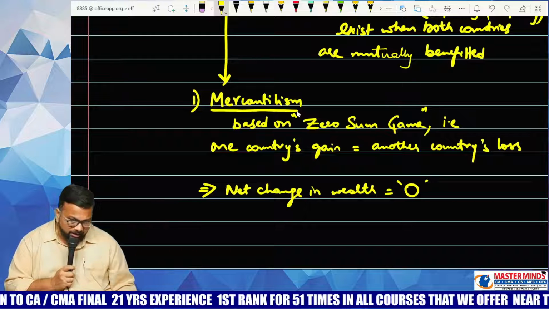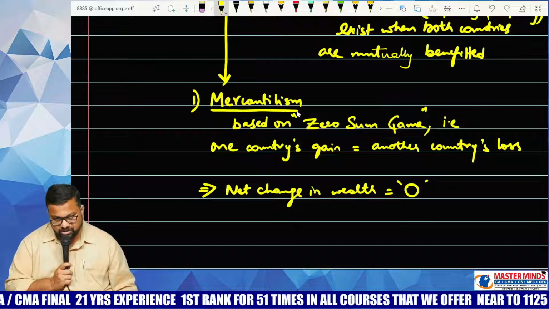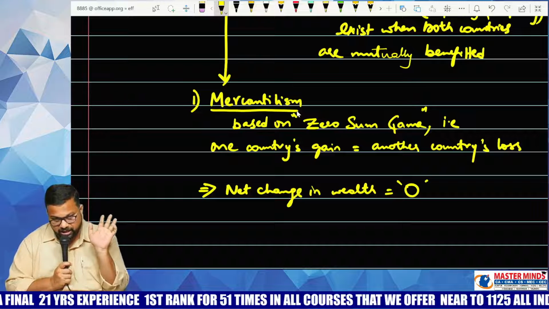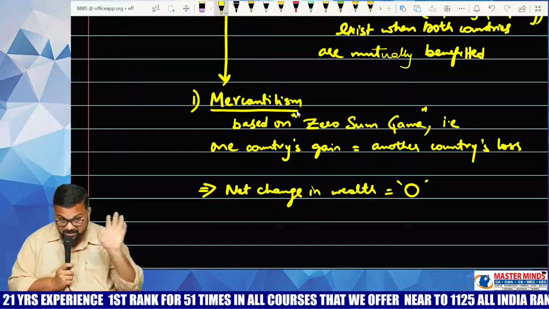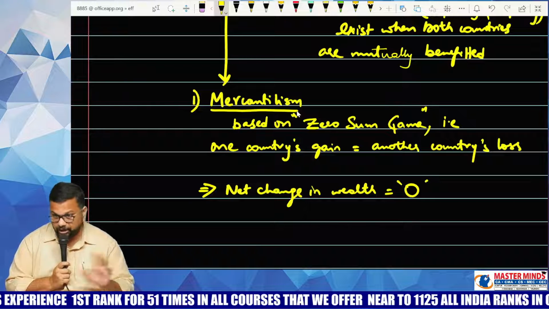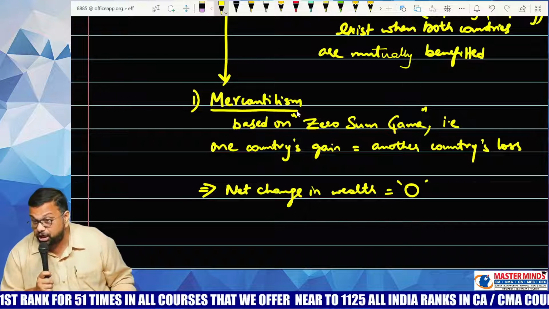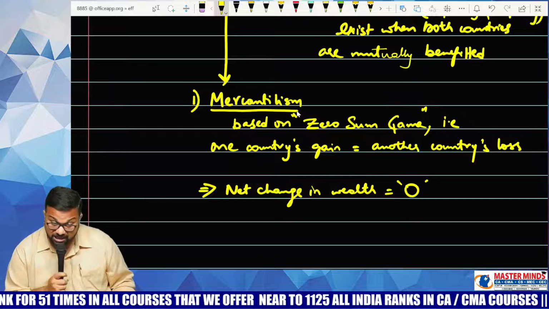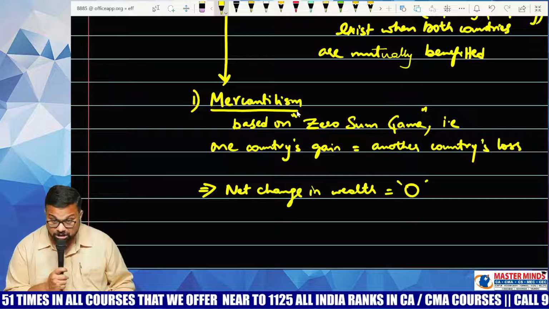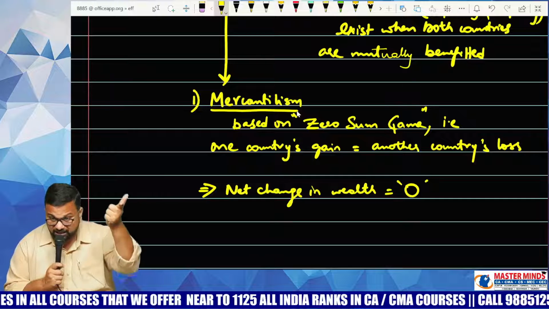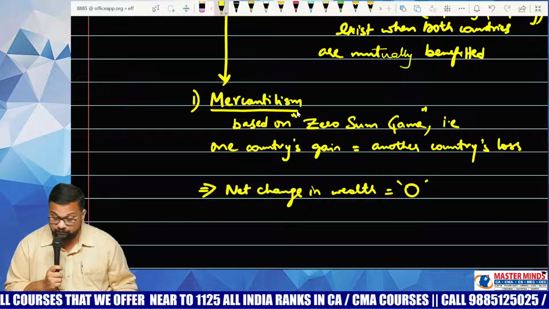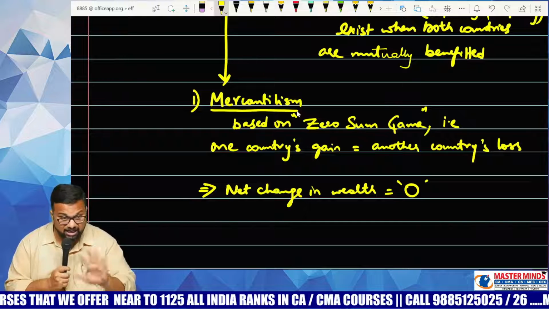Later on, different economists came up with different theories explaining that international trade need not be mercantilism. That means they proved that international trade will be beneficial to both the countries. It will not benefit equally, but both the countries will be benefited.